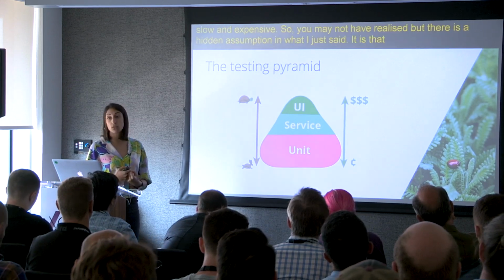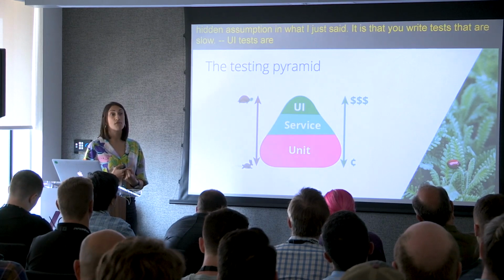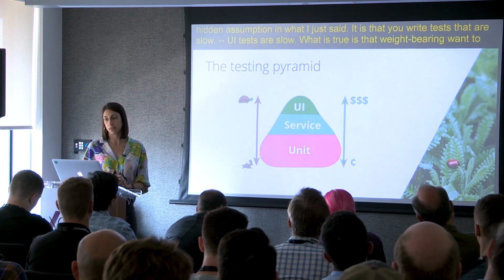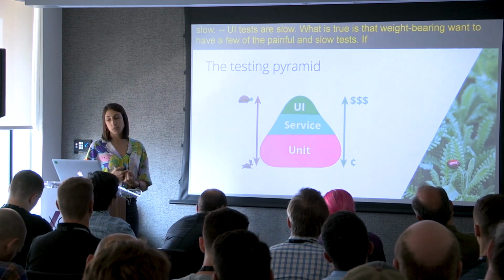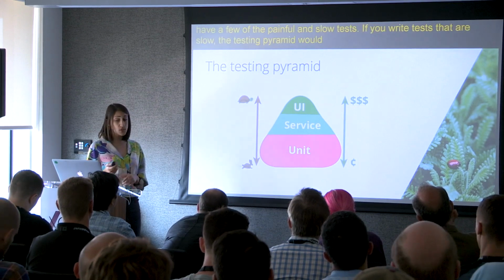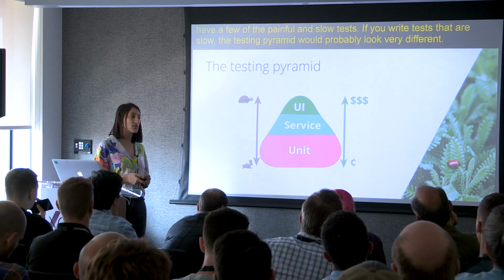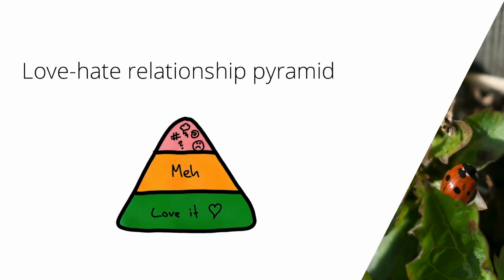It is not true that we want to have a few UI tests. What is true is that we want to have a few of the painful and slow tests. So if UI tests weren't that slow, the testing pyramid would probably look very different. And that's why he proposes a new version of the traditional testing pyramid, which looks like this one. It is the love-hate relationship pyramid.